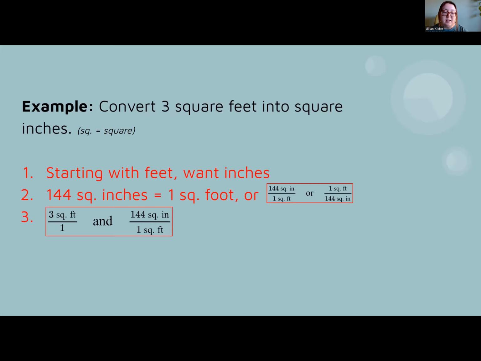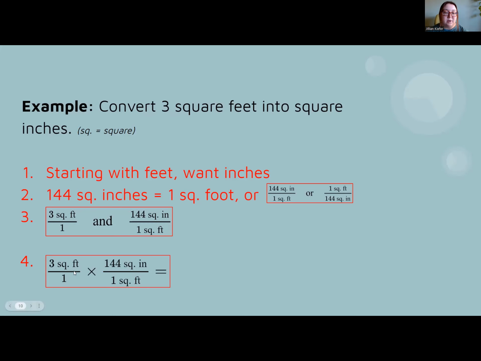So step 3 is to set up your relationships. We take our original amount, the thing that we're converting, 3 square feet, divided by 1. For the other relationship, remember, we need to have our units cancel each other out. We want square inches, so our square inches should be in the numerator on the second fraction. Square feet needs to be in the denominator, so they will cancel. These are our relationships. Step 4, multiply them together.